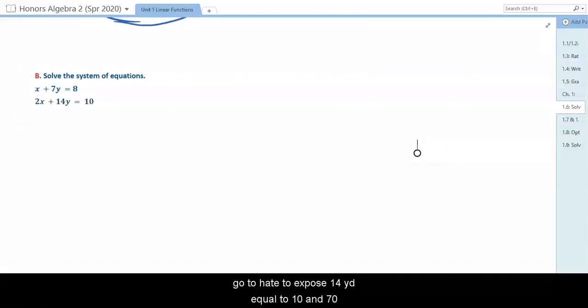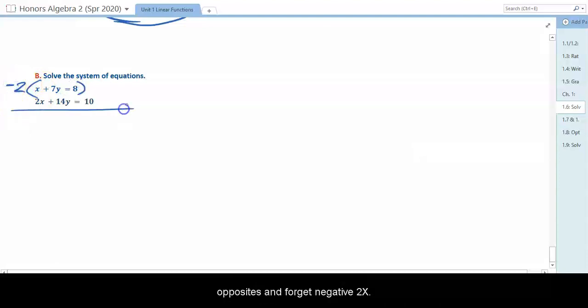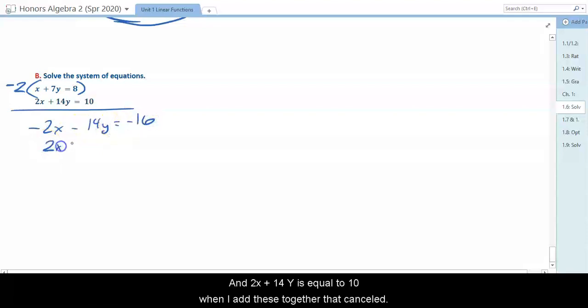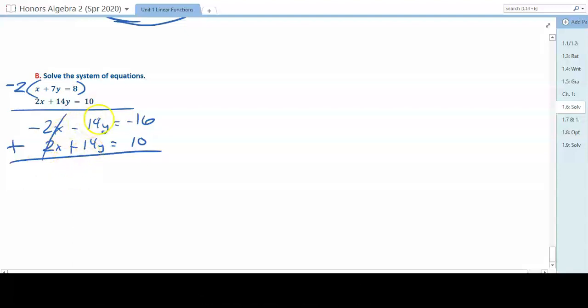So last example here that we're going to look at is x plus 7y is equal to 8, 2x plus 14y is equal to 10. And so I'm going to multiply this top line by 2, actually negative 2, so I can get the signs to be opposites. And so I get negative 2x minus 14y is equal to negative 16. And 2x plus 14y is equal to 10. When I add these together, that cancels, and that cancels, because negative 2 and positive 2 is 0, negative 14 and positive 14 is 0. And so that gives me 0 is equal to negative 6.